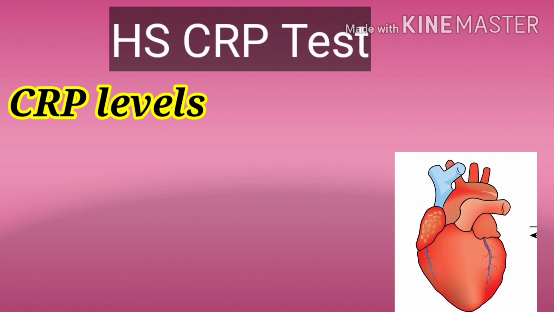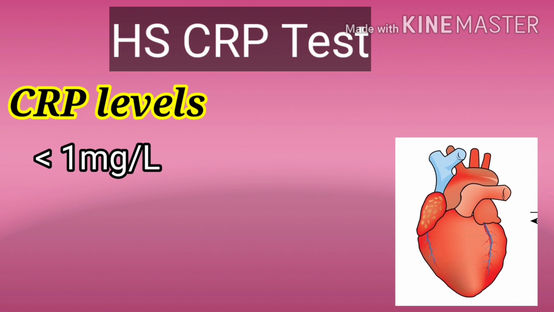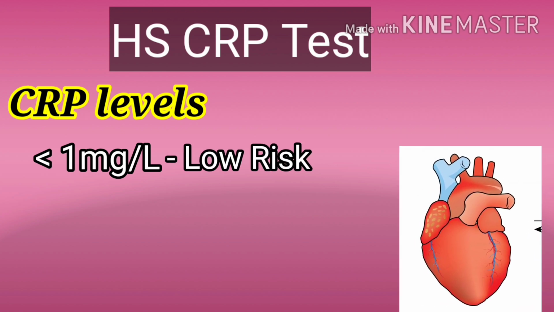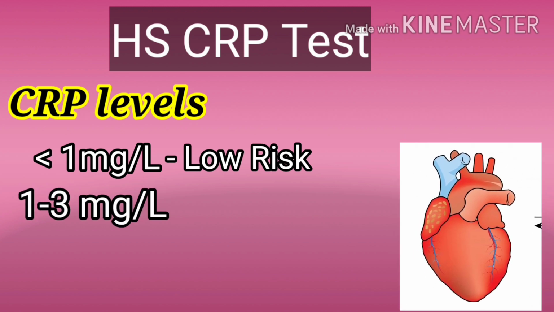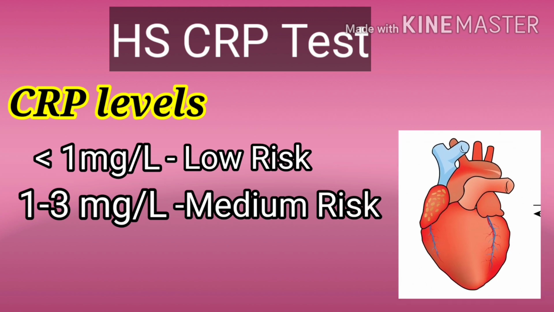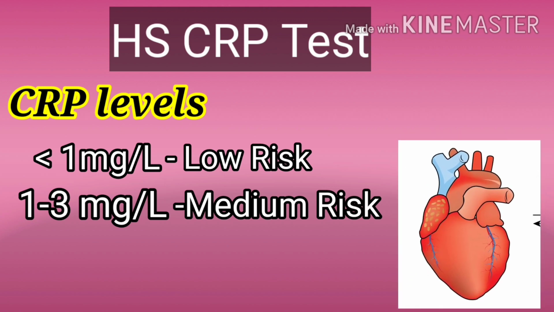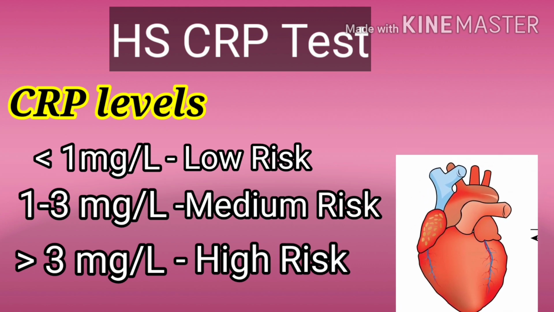If CRP levels are less than 1 milligram per liter, the person is at low risk of developing cardiac problems. If CRP levels are 1 to 3 milligrams per liter, the person is at medium risk of having cardiac problems in future. If CRP levels are greater than 3 milligrams per liter, the person is at high risk of developing heart problems. This is all about the CRP test.